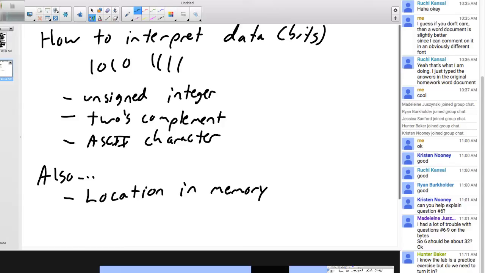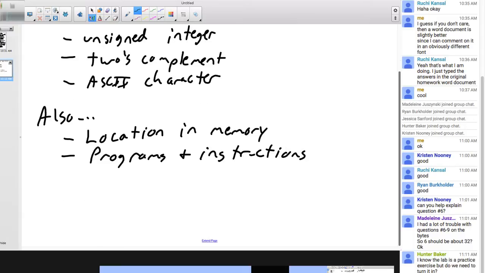The big one that I want to do today is to talk about another thing you can interpret bits as, which is as programs or instructions for the computer to follow.